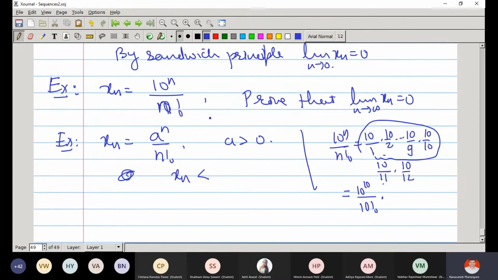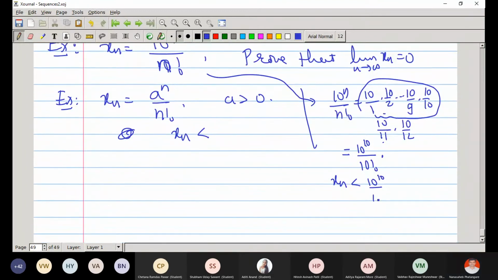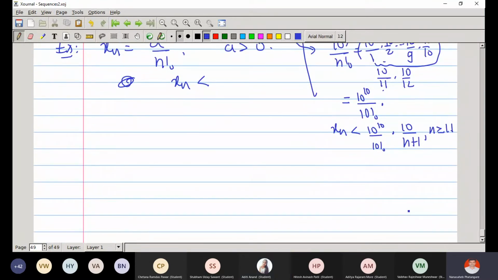So therefore in this case xn is less than 10 raised to 10 upon 10 factorial into what? Into 10 upon n plus 1, for n greater than or equal to 11. And 10 raised to 10 upon 10 factorial is a constant, whatever its value. And therefore as n tends to infinity, this tends to 0, so the limit of xn is 0. So why n plus 1?